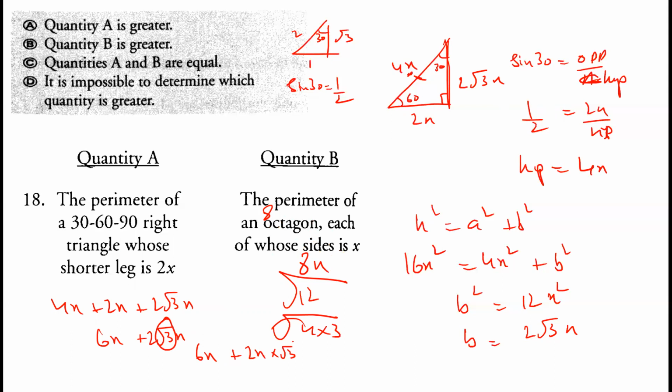So if under root 3 is 1, let's suppose, which is not, then 6x plus 2x is 8x. But under root 3 is not equal to 1. It is something more than 1. So 6x plus 2x multiplied by something more than 1 is going to give you a number that is more than 8x. So definitely this whole expression is greater than 8x. So quantity A is more than quantity B. Hence option A is correct.